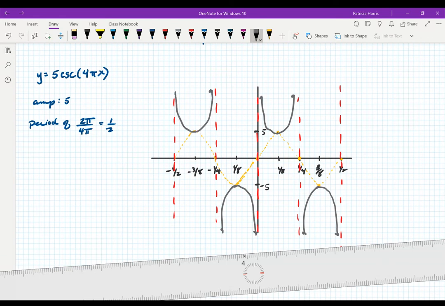And that is it. Okay, not too bad. All right, let's see if we can do one with a phase shift.